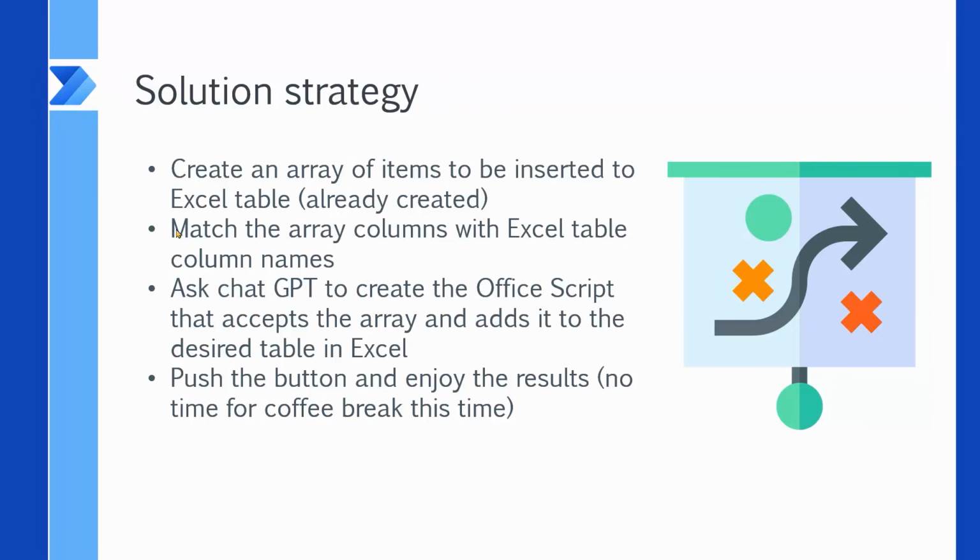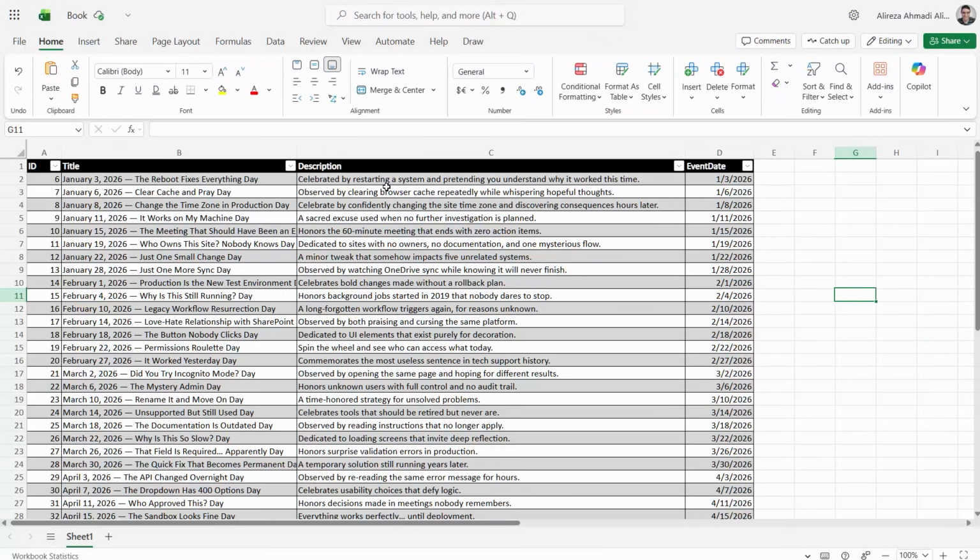The only thing that we need to do is create a JSON array out of whatever we get from Get items that exactly matches the columns in our Excel sheet. We already have ID, title, description. We need to rename the event date. We also need to get rid of every other column.